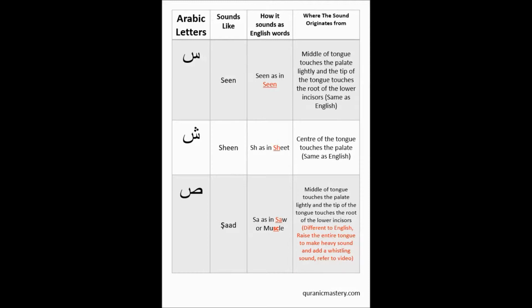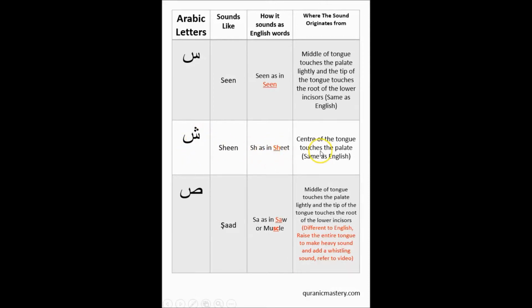Anyway, Seen. So we can see the first letter here is Seen. It's exactly the same as S in English. Okay, so Seen and S are the same. All right, so we don't need to read this part. Seen. Okay, the next one is Sheen, exactly the same as SH in English.